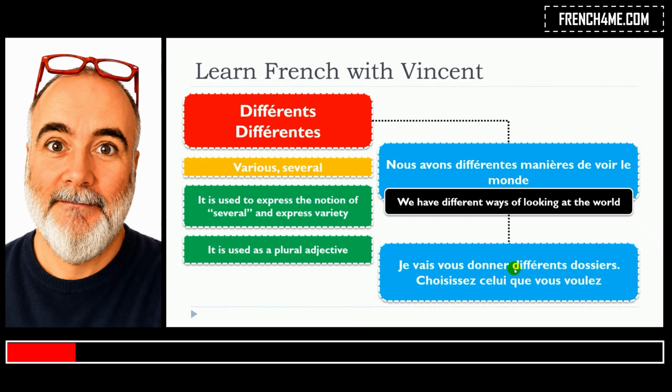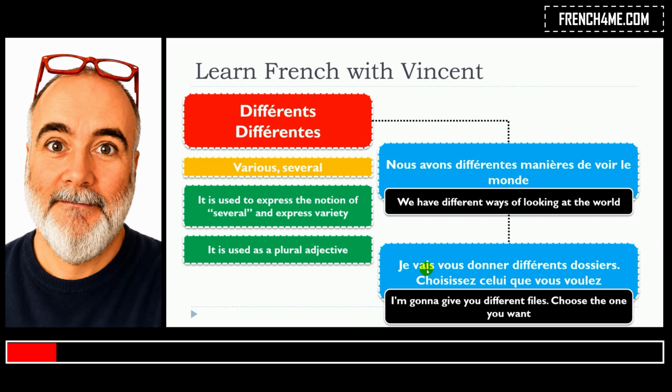Je vais vous donner différents dossiers. Choisissez celui que vous voulez. So here, as you can see, dossier, masculine noun, it's plural, so we go for différents, the masculine plural form.